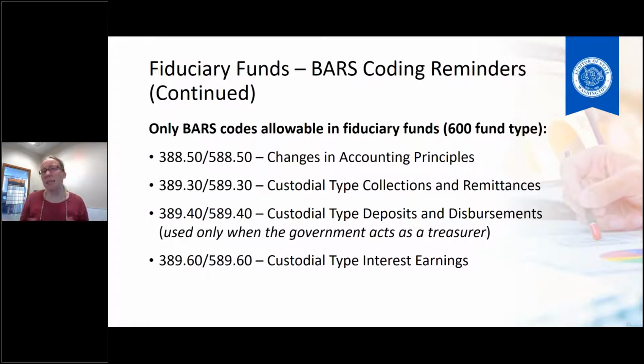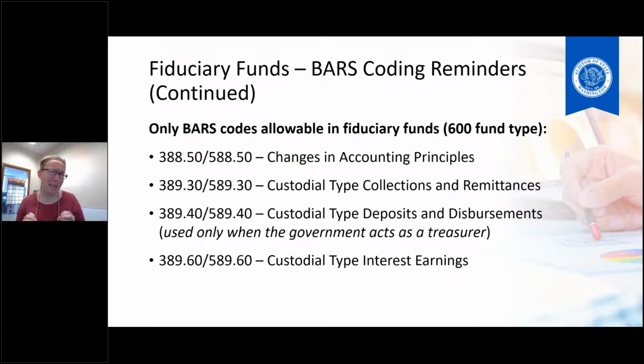Common examples of this are sales tax, the state portion of leasehold tax, or the state portion of building permit fees. That gets remitted to the state. Those go through 38930 and 58930.